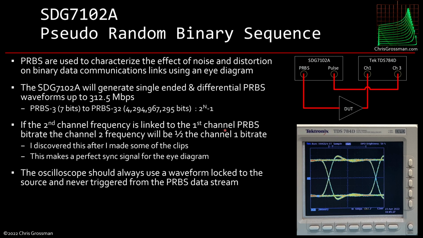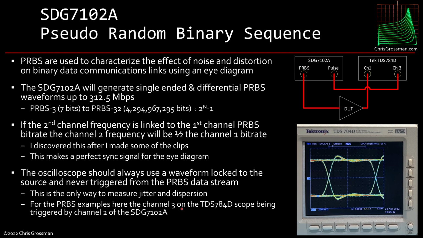The oscilloscope should always use a waveform locked to the source and never triggered on the PRBS data stream. That's the only way to measure jitter and dispersion. And for the PRBS examples here, channel 3 of the scope is being triggered by channel 2 of the function generator, as seen in this diagram up here.